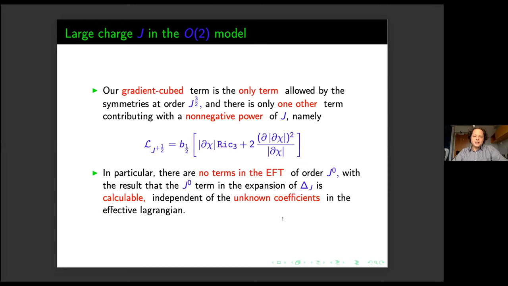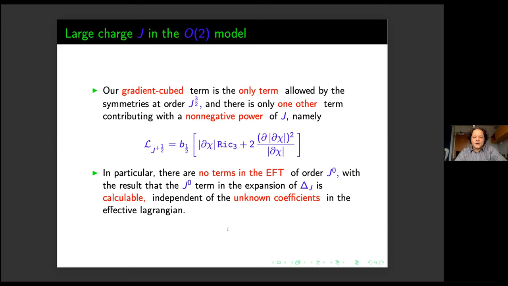So our gradient cubed term is the only term allowed by the symmetries at order J to the 3/2. And there's only one other term contributing with a non-negative power of J. It's this thing here. It has two pieces with a definite relative coefficient fixed by conformal invariance. Ric3 is the three-dimensional Ricci scalar. And then b is another unknown Wilson coefficient in the large charge EFT action.